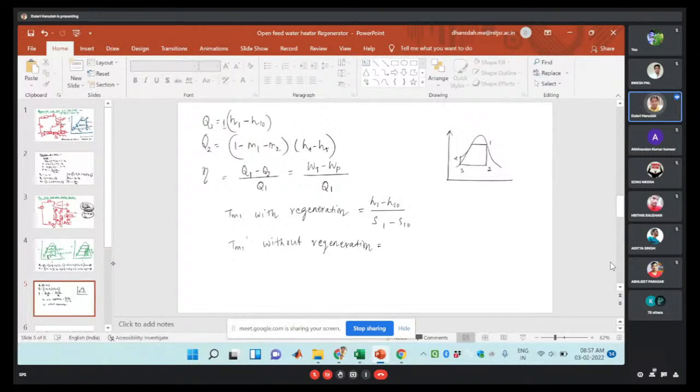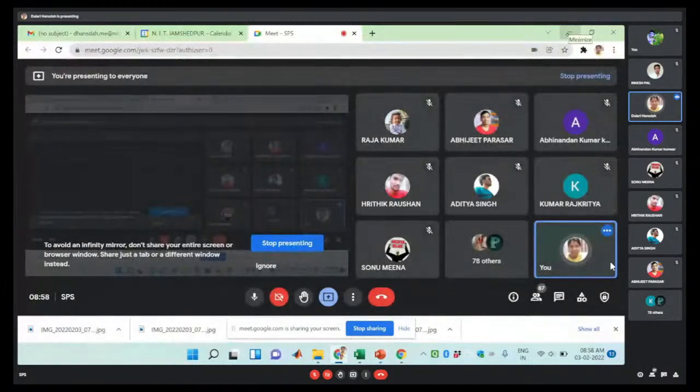So this will be H1 minus H4 divided by S1 minus S4. If you are comparing these two, we can conclude that the mean temperature of heat addition will be more as compared to without regeneration. As I have already told you, the efficiency of the cycle is a function of the mean temperature. Perhaps you remember that equation which we have already discussed.